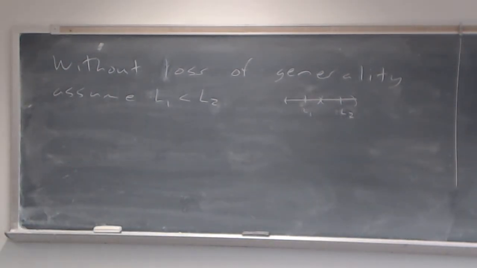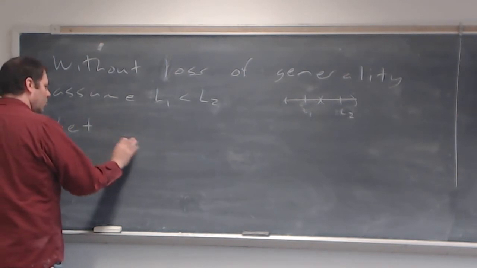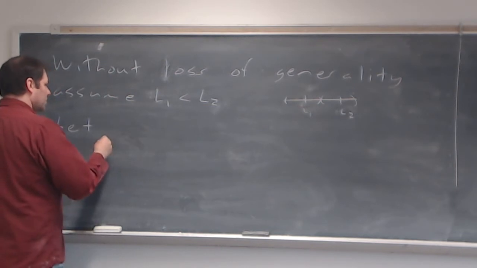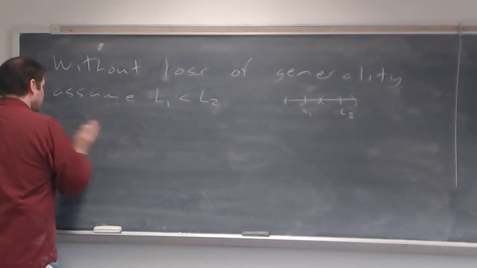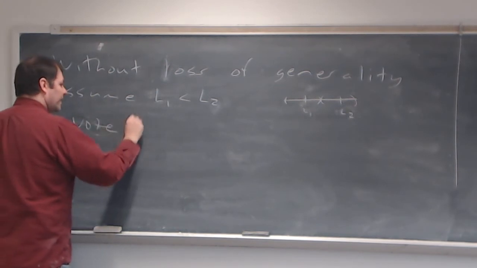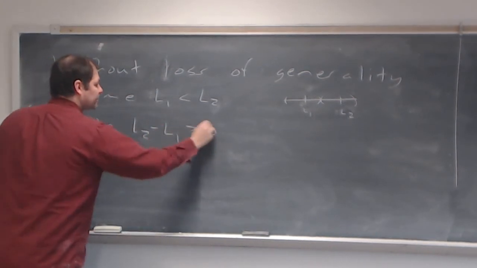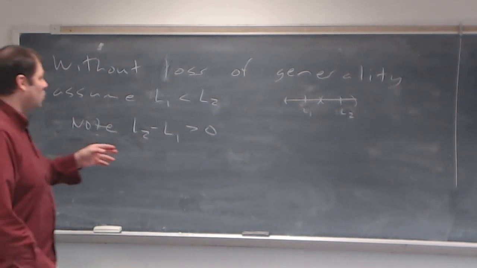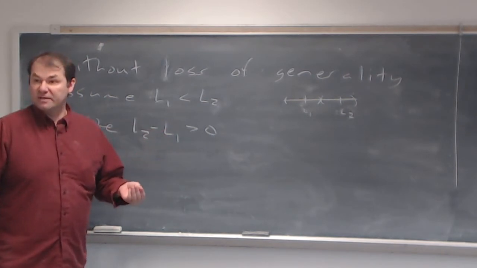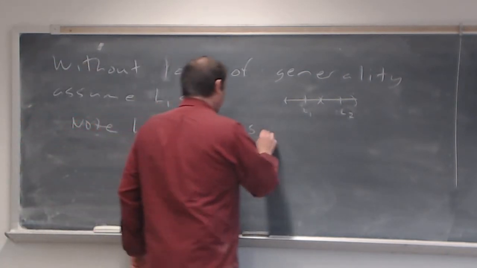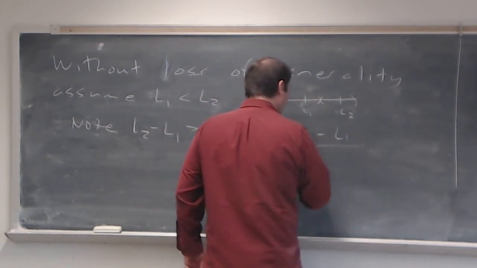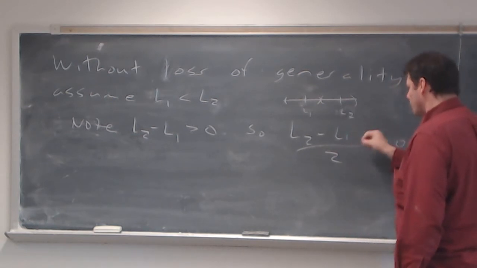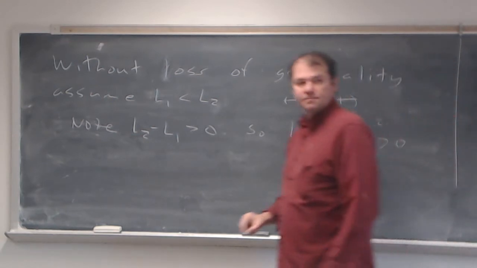So what I'm going to do is consider, remember, our definition for convergence has to do with any positive epsilon. So I'm going to note, first of all, that L2 minus L1 is greater than 0. That comes from the definition of greater than. If L2 is bigger than L1, then their difference, bigger minus smaller, is positive. So that says that L2 minus L1 over 2 is going to be greater than 0. And I'm going to consider this whole fraction to be my epsilon.